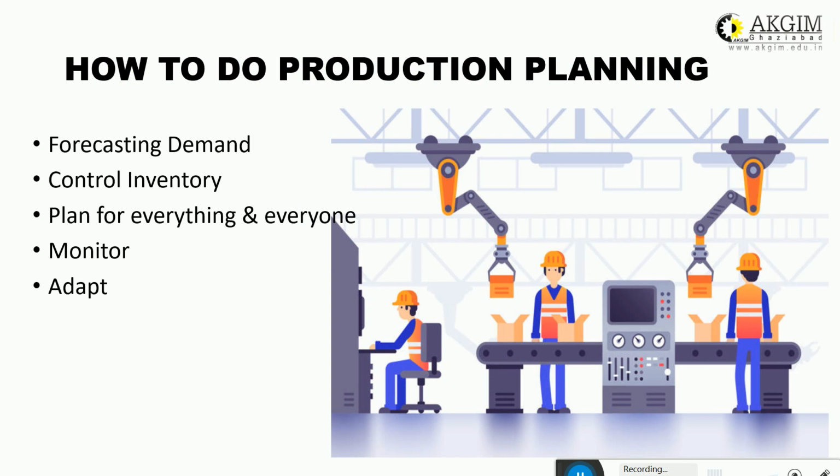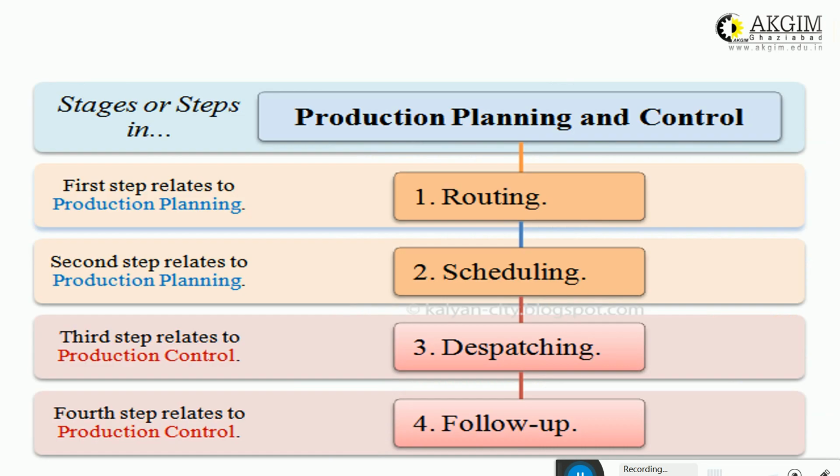Now coming to how production planning works. So these are the few points: forecasting the demand by controlling the inventory. We have certain techniques of inventory control that we'll be discussing in the next session. Then plan for everything and everyone. Then to monitor and then the adaptation. So these are the major steps I would say.